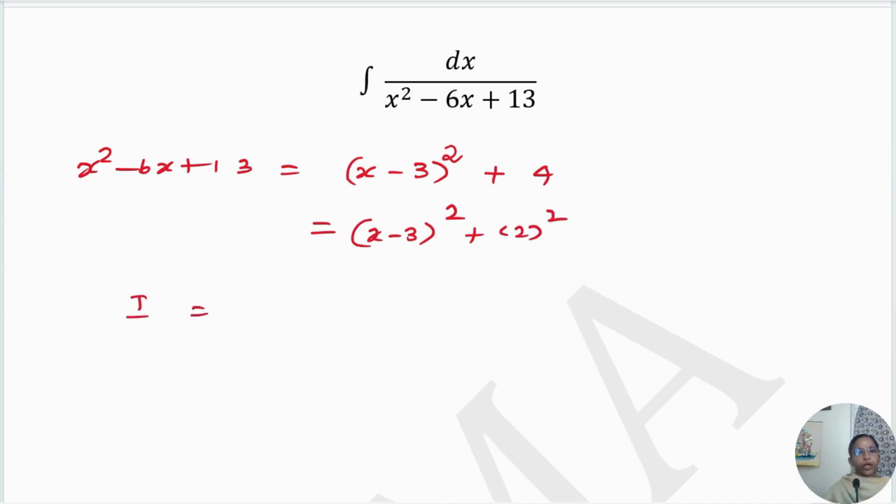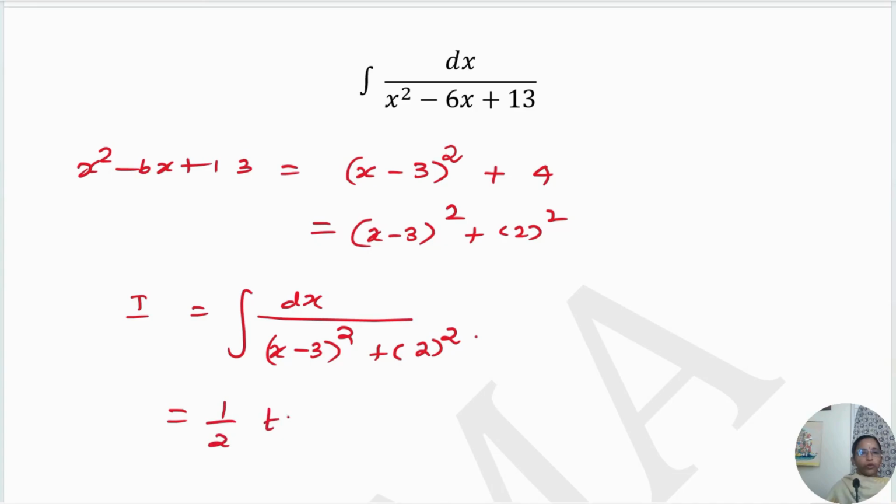Moving to the integration part, integration of dx divided by x minus 3 the whole square plus 2 the whole square. So now the value of a is 2 here. So 1 by 2 into tan inverse of x minus 3 divided by 2 plus c. So this is our final answer.